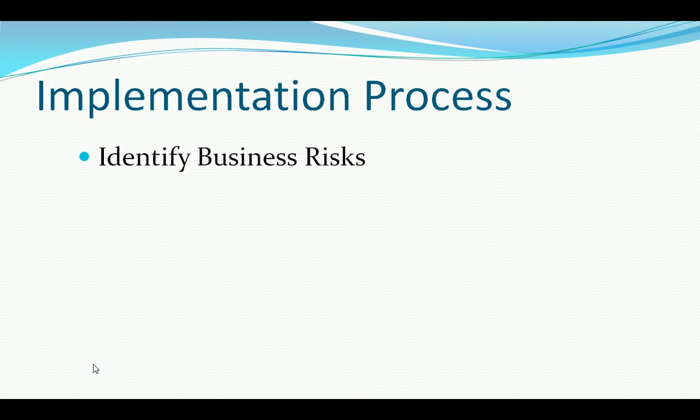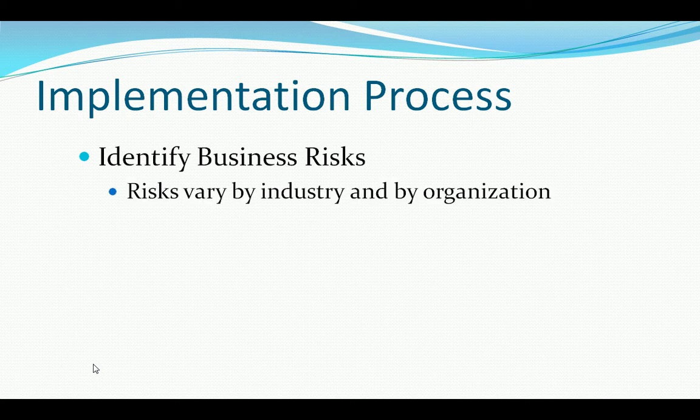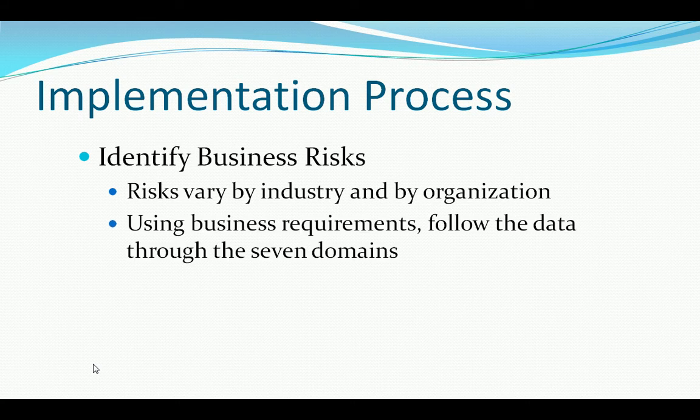But if you're going to create and implement these policies, the first step is you're going to identify business risks. Well, that's a pretty tall order. How do we do that? Risks vary by industry and organization, but to do that, we're going to use the 7 domains. If I asked you to identify some risks in a business, where you could start is go back to that slide where I showed the 7 domains in IT. Start on the left side with the user domain and follow data all the way through the process.